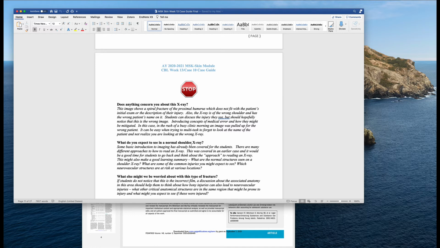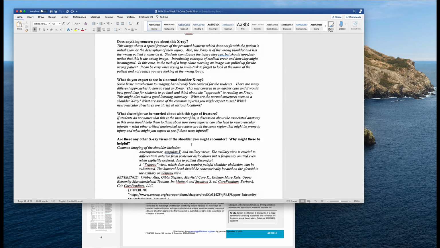So they can walk through this. They should certainly be able to identify the fracture there, so they can talk about that. But the main thing we want them to walk away with is we want them to identify that this is the incorrect image.